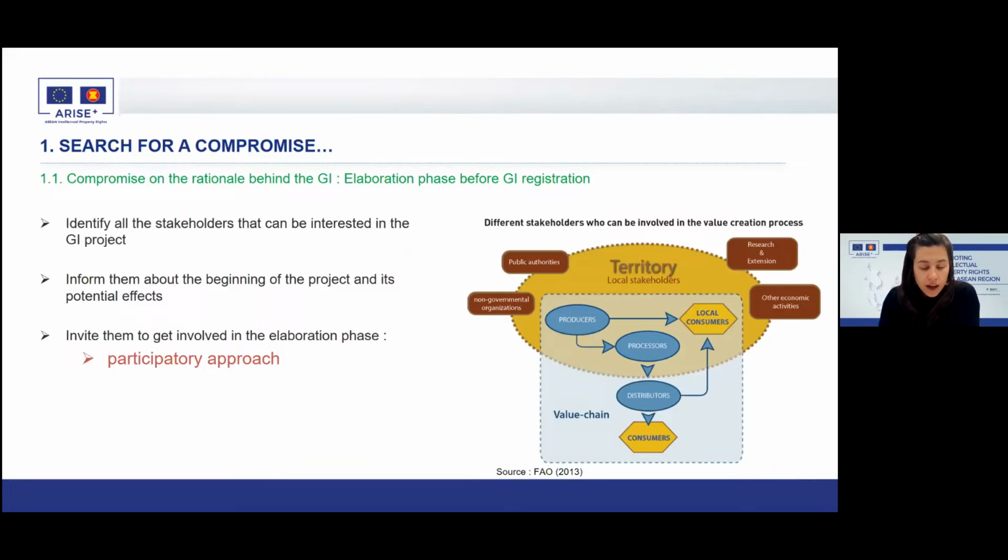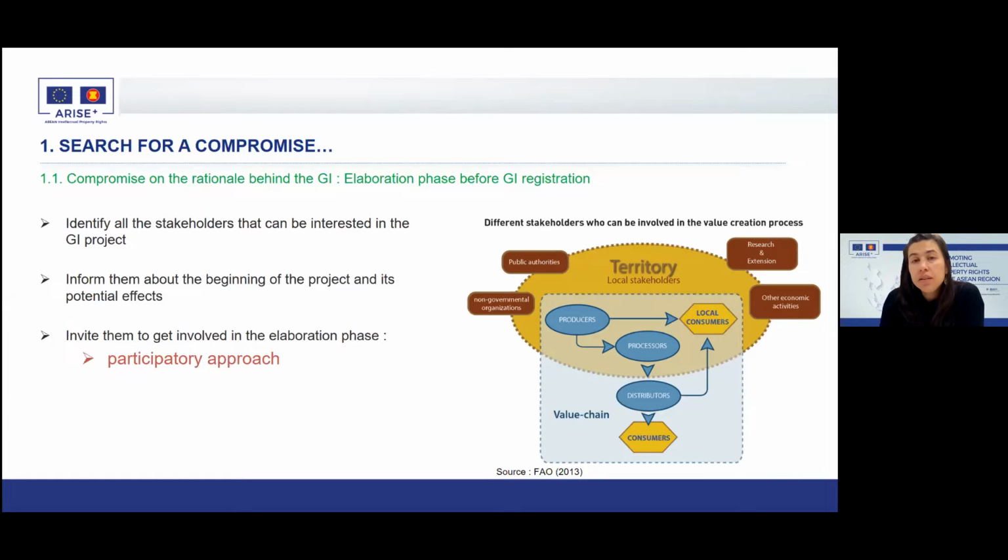So during the elaboration phase, it's very important for the leaders that are at the heart of the building of the application to identify all the stakeholders that can be interested in the project and inform them about the beginning of this project and its potential effects. A very open sensibilization meeting, and invite them, propose them to get involved in the elaboration phase in a participatory approach.